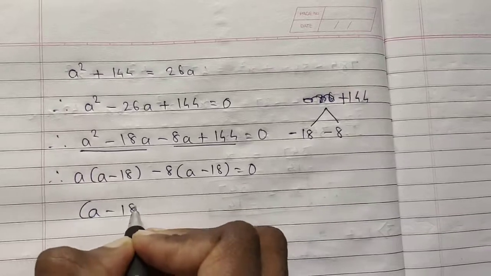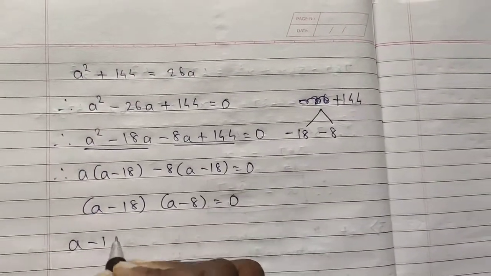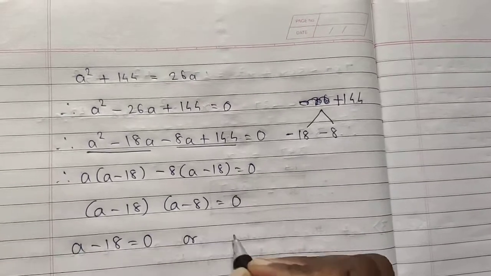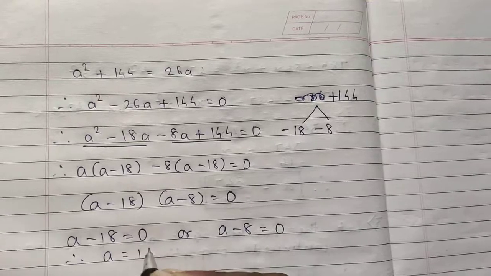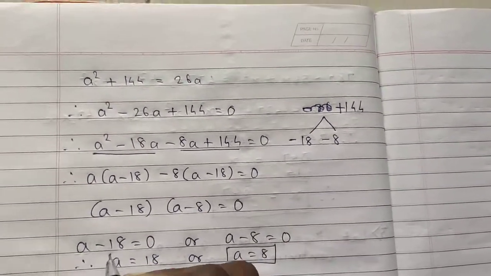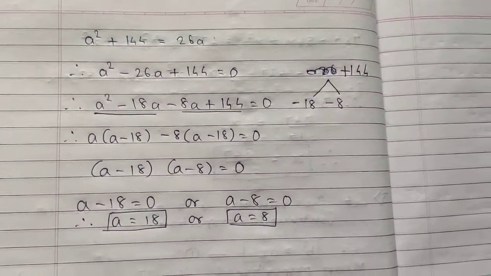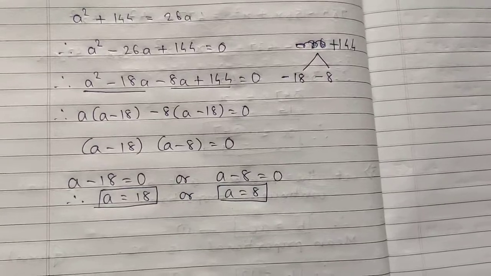So this becomes a minus 18, a minus 8 equals 0. So either a minus 18 equals 0 or a minus 8 equals 0. So here you will get a equals 18 and here you will get a equals 8. So we got a equals 18 or a equals 8.